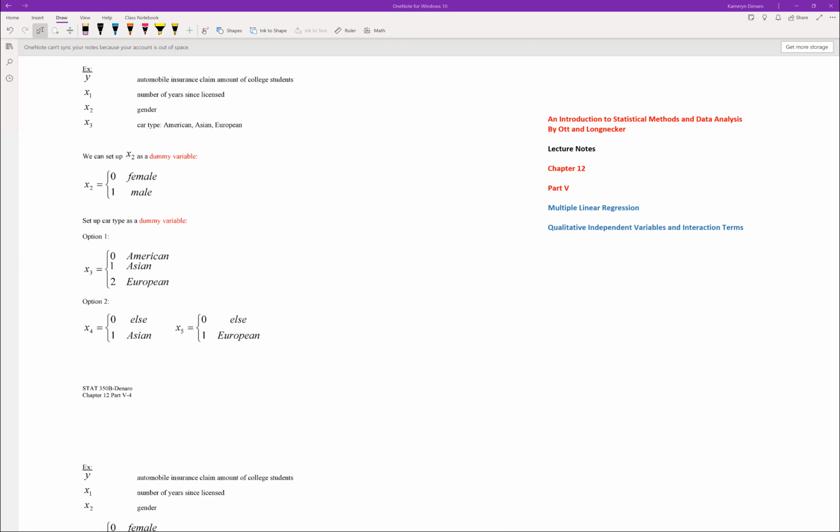All right, suppose we have an example where the automobile insurance claim amount of college students is given by Y. X1 is the number of years since licensed, X2 is gender, and X3 is the car type. So we're going to set up X2. Dummy variable is somewhat of an outdated term. We're going to use the word indicator variable. We're going to set up X2 as an indicator where X2 equals 1 if you're male and X2 equals 0 if you're female, other, or declined to state.